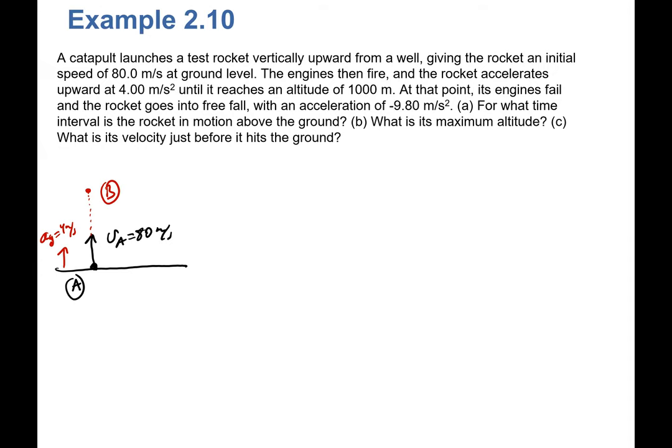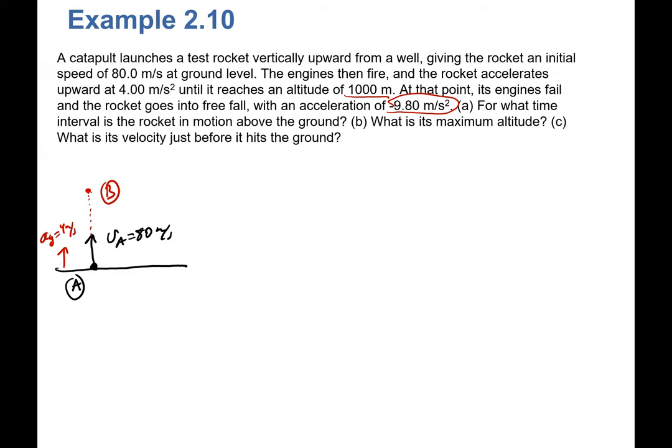And point B is where the engines fail, which you can see. The engines then fire and the rocket accelerates upward at 4 meters per second squared until it reaches the altitude of 1,000 meters. At that point, its engines fail and the rocket then goes into free fall with an acceleration of negative 9.8 meters per second squared. That means after point B, it's a free fall.